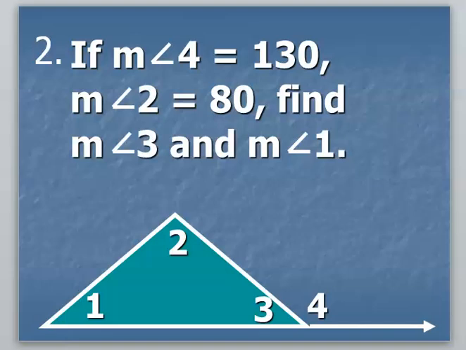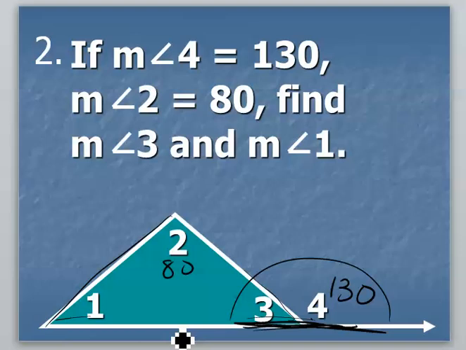Same picture, example 2. Says the measure of angle 4 is 130 degrees. That's our exterior angle. The measure of angle 2, a remote interior to that one, is 80 degrees. We need to find the measure of angle 3 and the measure of angle 1. I cannot find angle 1 yet because, based on what I already know, I don't have enough information on my interior angles. However, I know 3 and 4, my exterior and the adjacent interior, are supplementary. Those make a line and add up to 180. So if I do 180 minus 130, I find that the measure of angle 3 is 50.